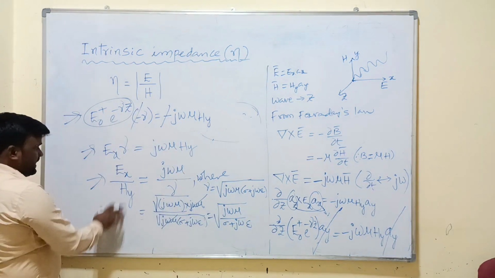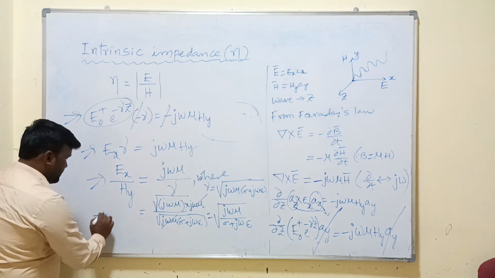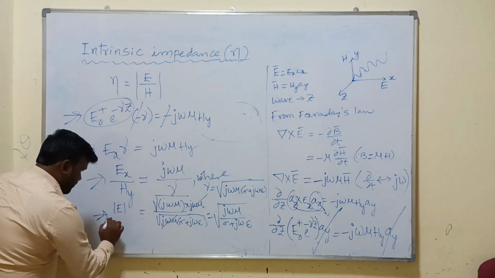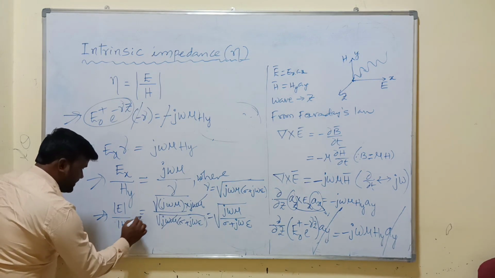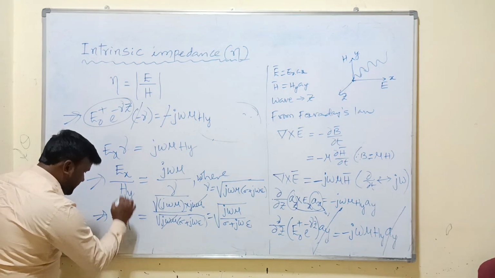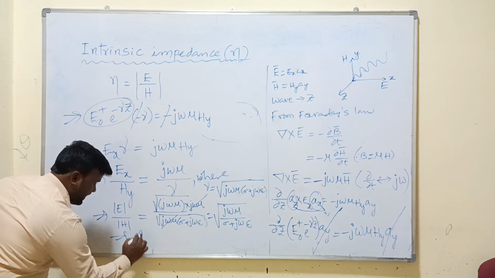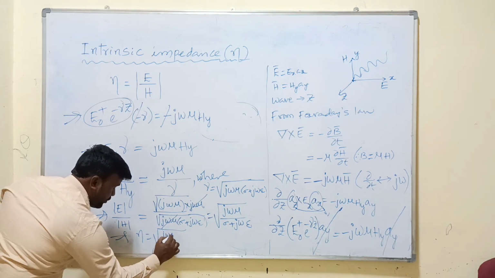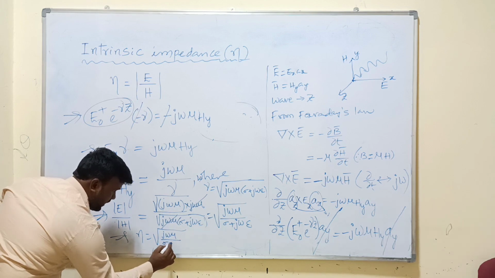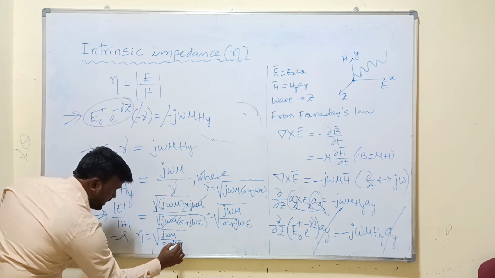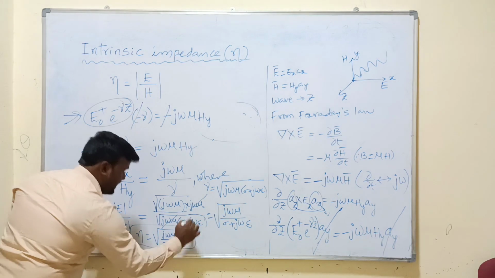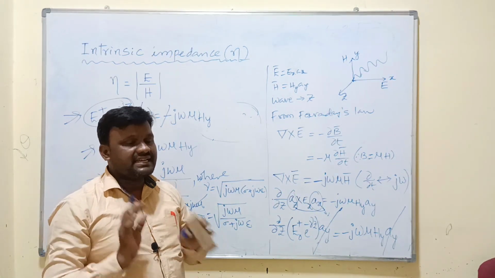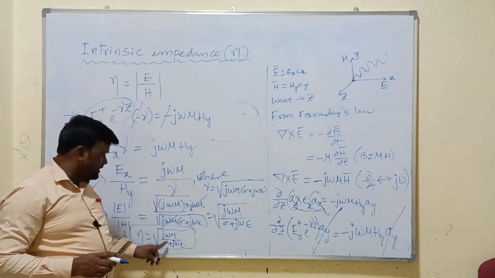What is this? Ex by Hy. That is nothing but mod E by mod H, or mod of E by H, that is equivalent to what? Eta. Eta is equivalent to the square root of j omega mu by sigma plus j omega epsilon. This is the expression of the intrinsic impedance. This intrinsic impedance depends on these parameters.